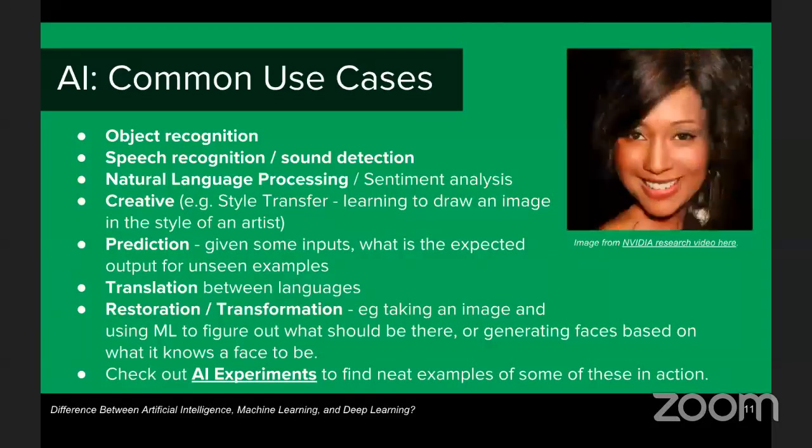Translation between languages, so things like Google Translate is now possible. And of course, my personal favorite is restoration and transformation. Now, the best way to explain what this is, is to see an example.